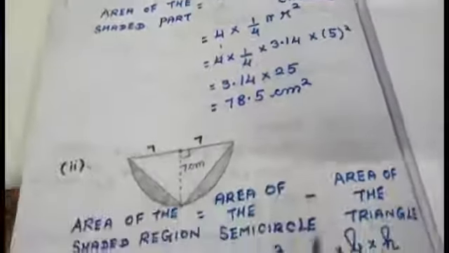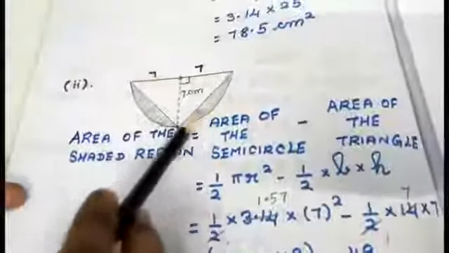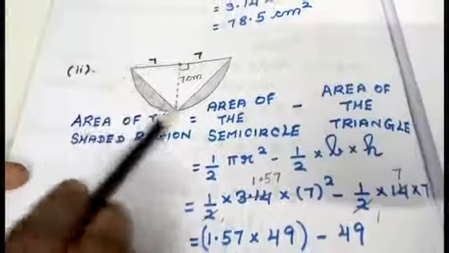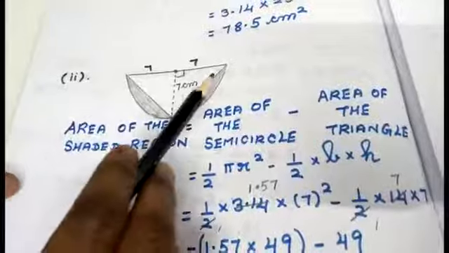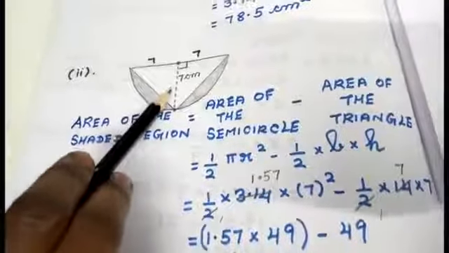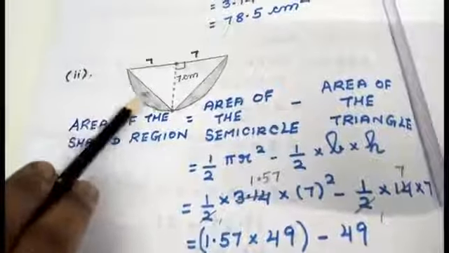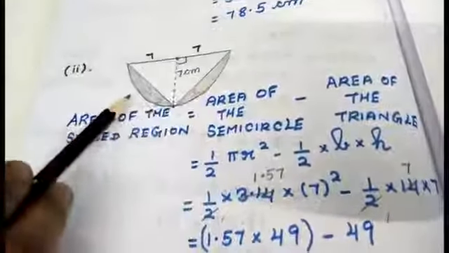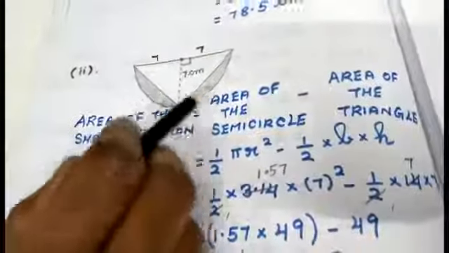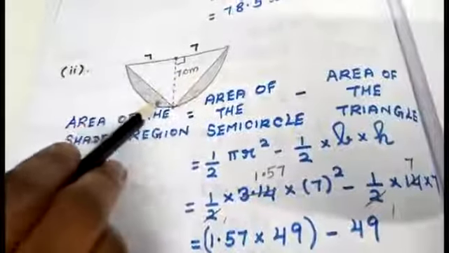Coming to the next question. In this question, if you see the outermost figure, it is in the form of a semicircle. Keep that in your mind. Inside that they have a triangle, but they are shaded in a different way. A piece of the part is shaded on both sides. The outer figure is a semicircle. Inside you have a triangle and 2 shaded regions.